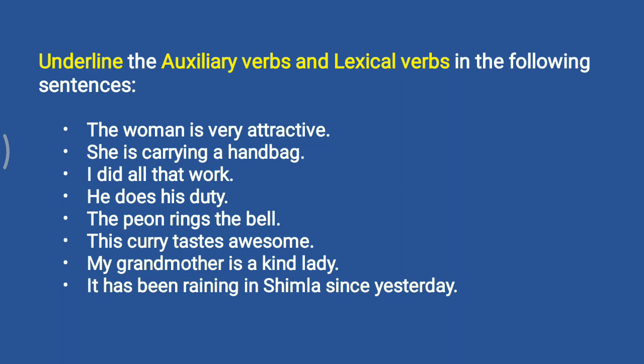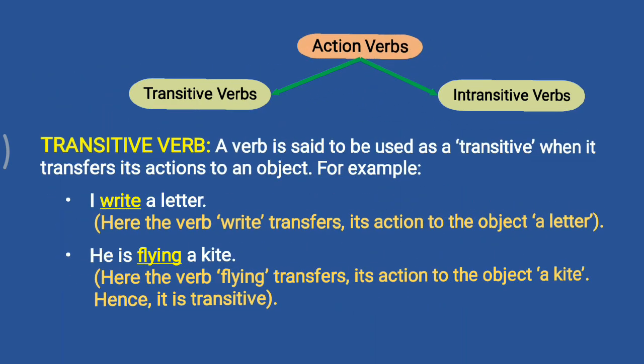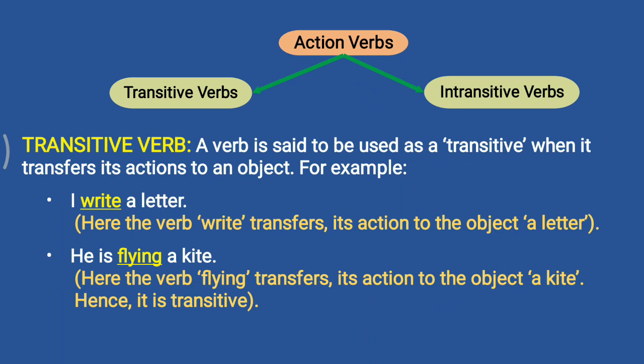It has been raining in Shimla since yesterday. Here, the lexical verb is raining because it shows an action, and has been are the auxiliary verbs. Next, action verbs. Action verbs can be classified into two parts that are transitive verbs and intransitive verbs.